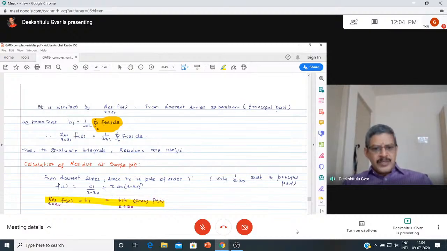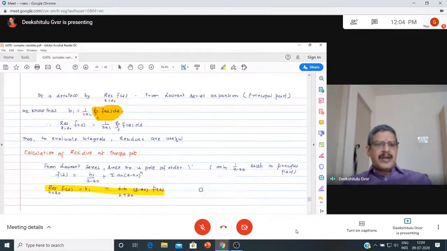So basing on this principle, we have the residue theorem. We'll come to that later on. So the residue at z = z0 of f(z) is 1/(2 pi i) times the integral over c of f(z) dz.